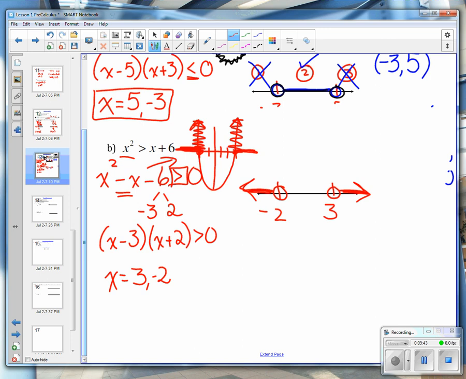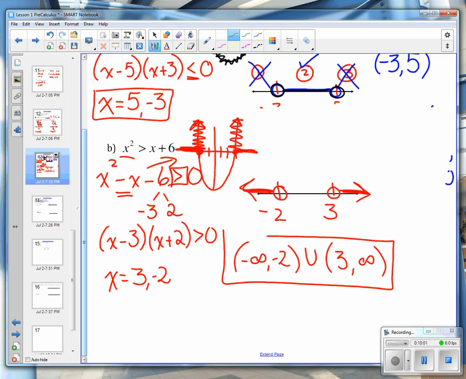How will I represent this in my intervals? Well, this is negative infinity up to negative 2, open brackets for everything. Remember, there's 2 solutions, so I have to use that union thing that we talked about before. 3, and then all the way up to infinity. And that would be our solution.